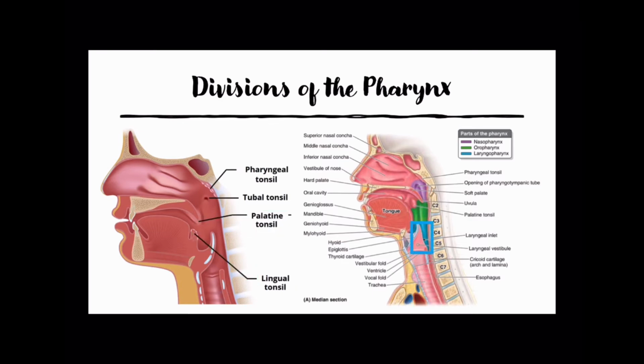The laryngopharynx, highlighted in blue, is continuous with the esophagus and larynx. It is the passageway for both food and air.